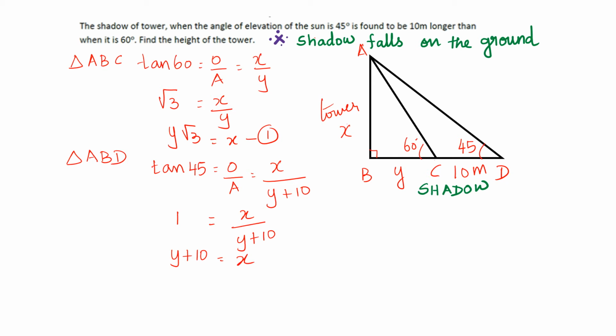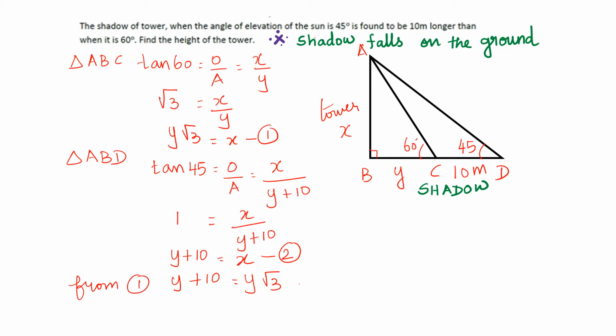We have to find out the height of the tower. X we need to find out. So first we'll find out y, then we'll find out x. Anyway we can find x equal to y root 3. You apply y root 3 here, right? Okay. Y plus 10 equal to y root 3. This is equation 2.